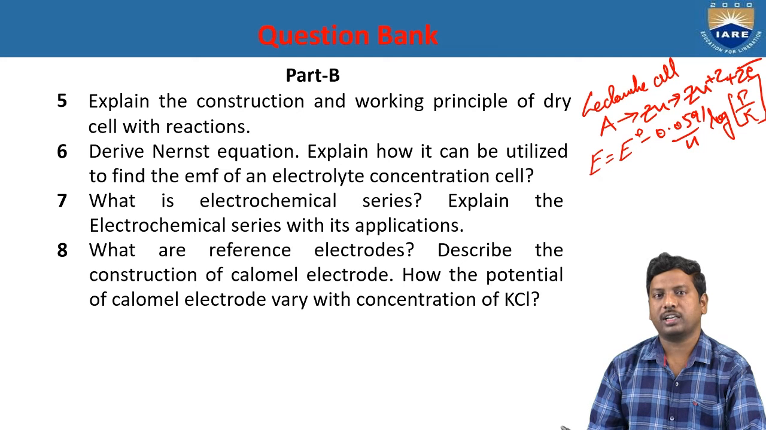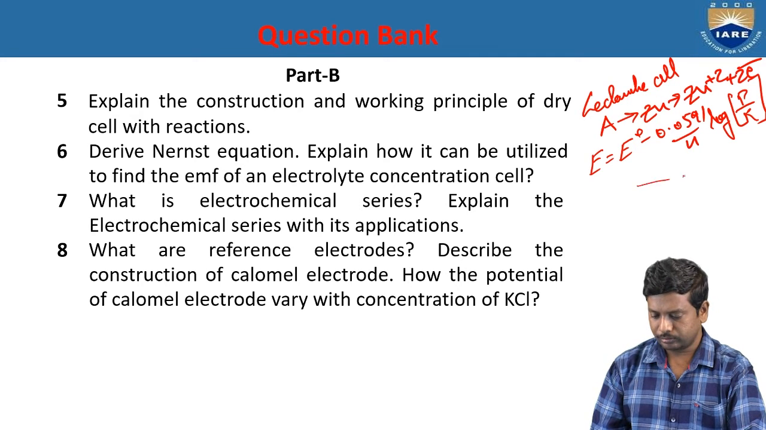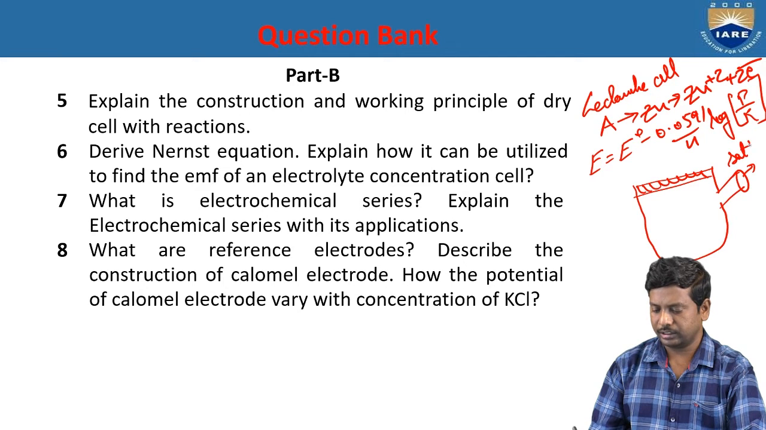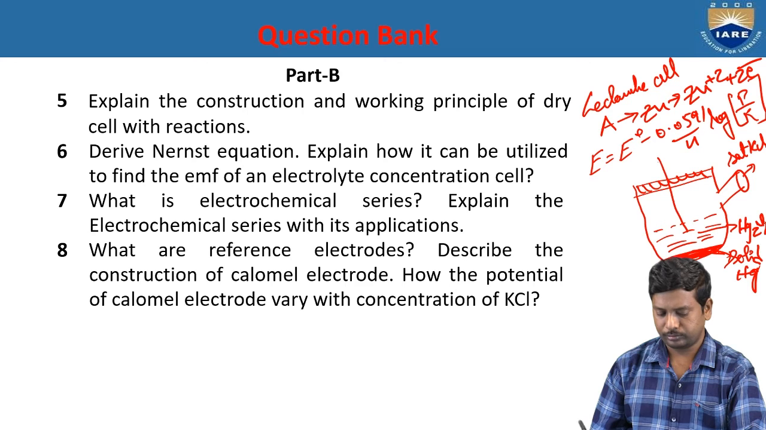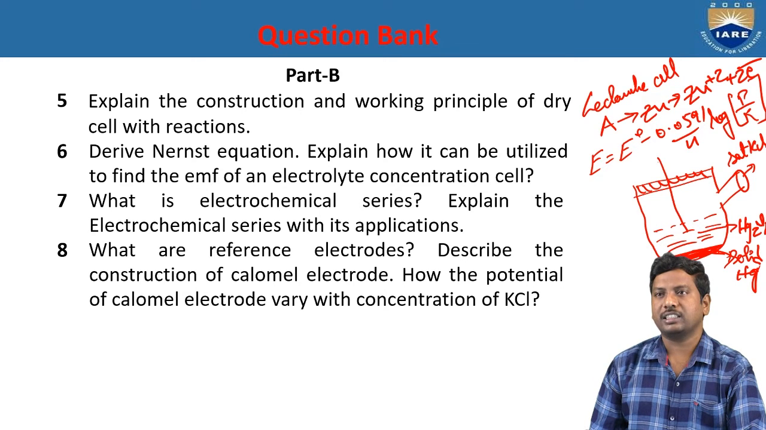So first of all, a reference electrode is an electrode having a known potential, and the construction of the calomel electrode is that it has a U-tube shape, and there is a side tube, and it has saturated KCl solution, and at the bottom there is solid mercury, and there is a platinum electrode, with mercury chloride paste, and this acts as a reference electrode.